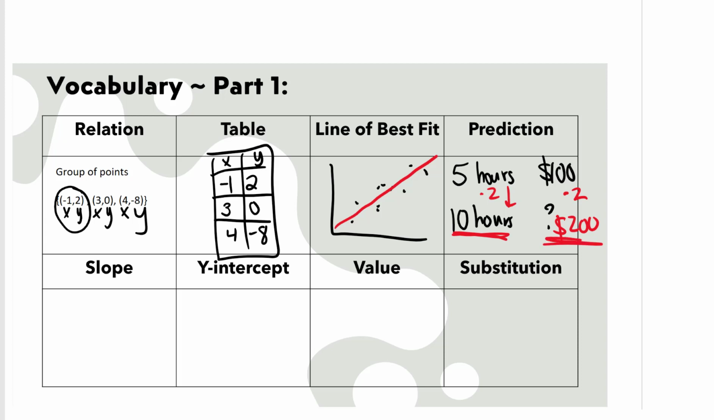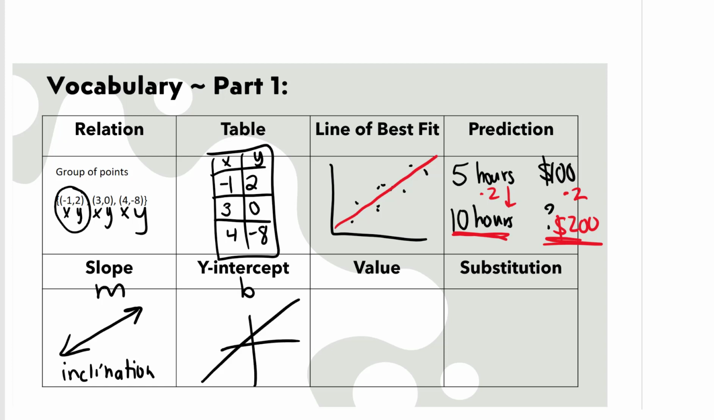Next, we have slope. The letter M represents slope, and that describes the inclination of a line. Slope. La letra M representa slope, o en español, pendiente, y este es sobre la inclinación de una línea. Y-intercept, we use the letter B. This is where a graph crosses the y-axis. Okay, so y-intercept, podemos usar la letra B, y este es donde la línea está cruzando el eje de Y.